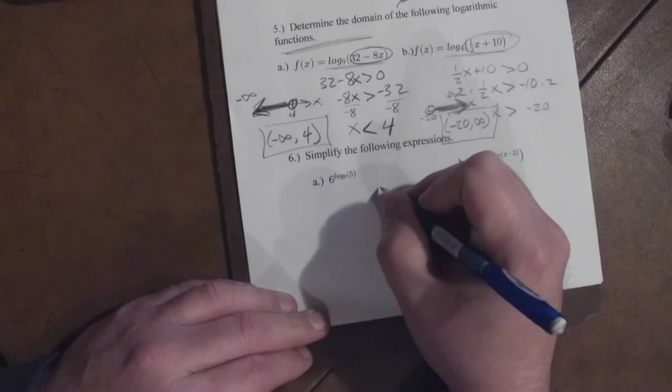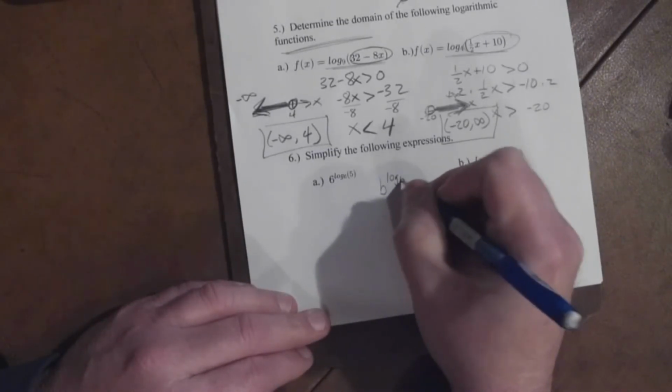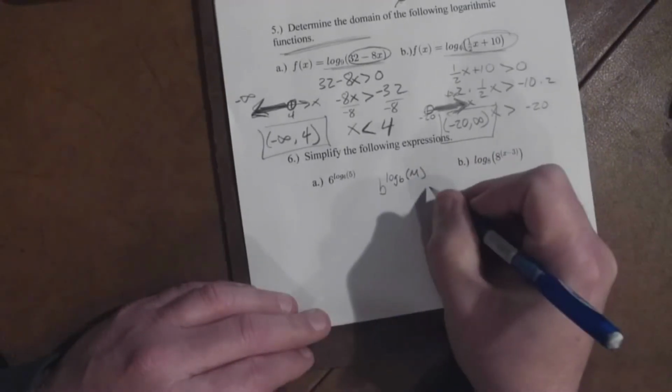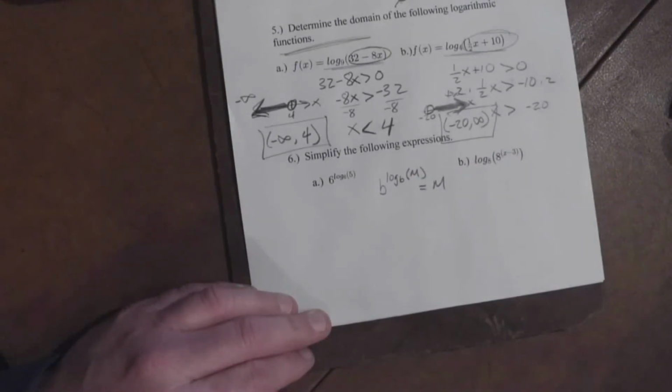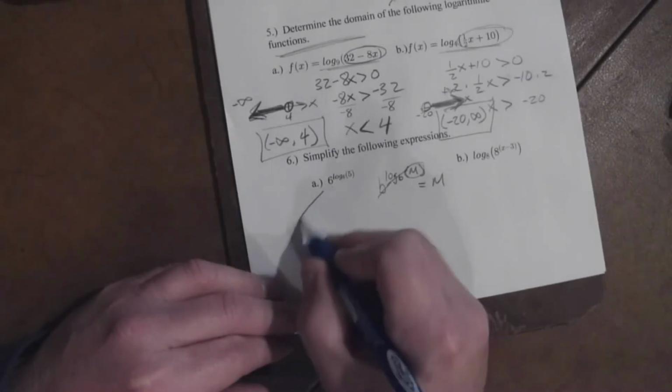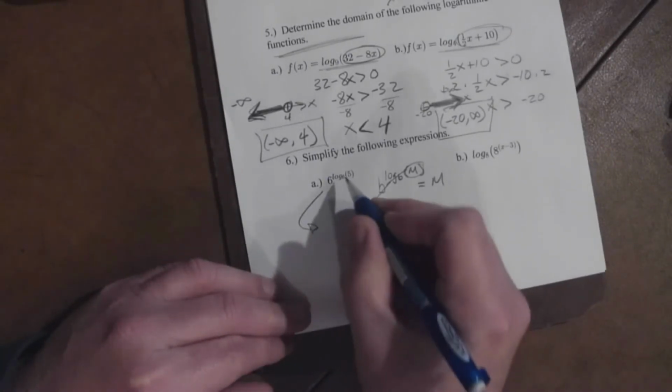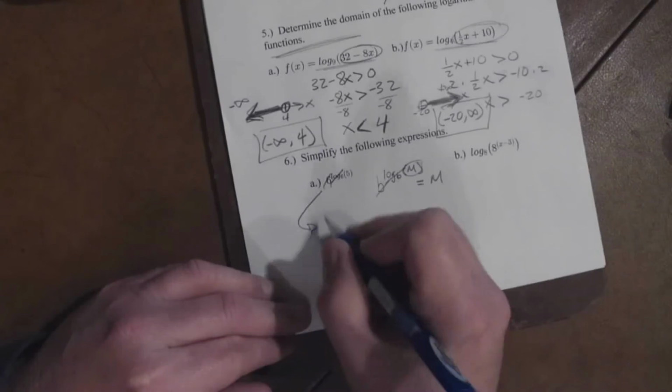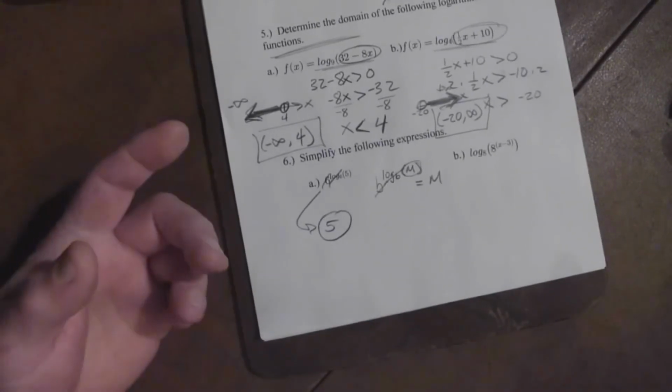There is a fundamental rule that says if you have b raised to the log base b of m, the result is just the value of m. In a sense, the base b and the log base b cancel, leaving you with just the result of m. And that is what we use right here. 6 and log base 6, those cancel, leaving behind just the value of 5.